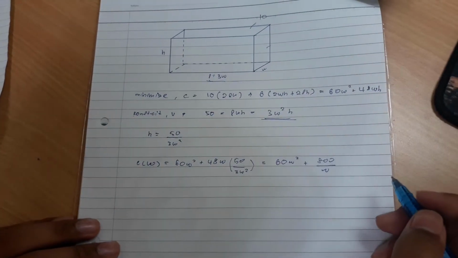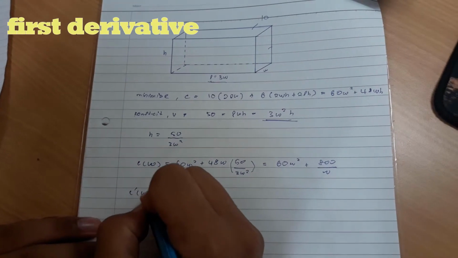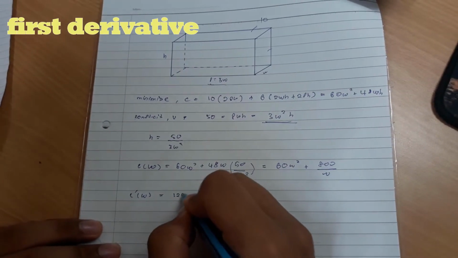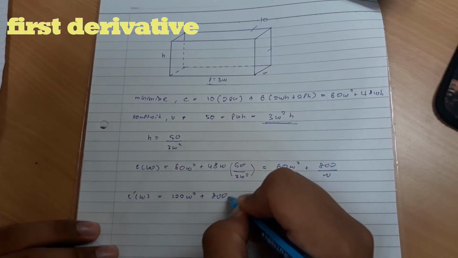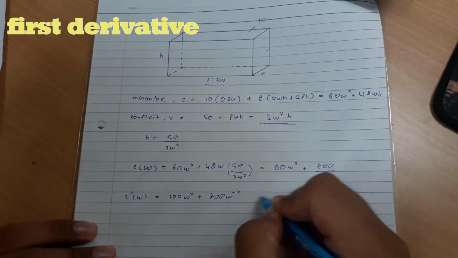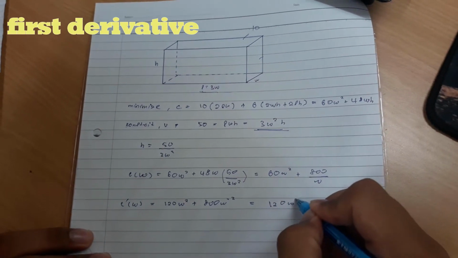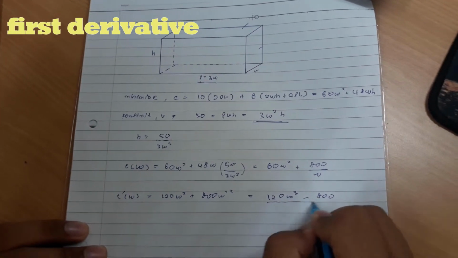Next, we need to find its derivative. So C prime, we differentiate the first equation, equal to 120W plus 800W to the power of negative 2, which equals 120W cubed minus 800, all over W squared.